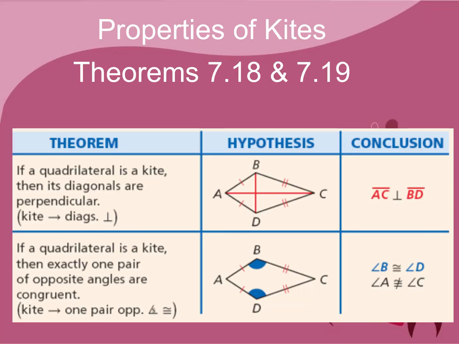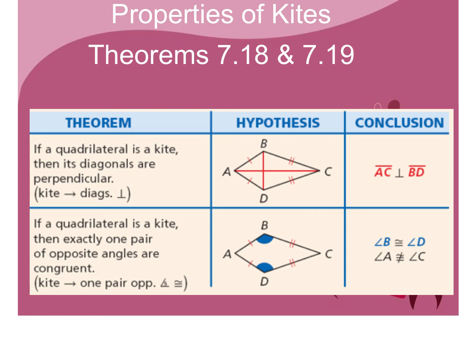Here are 2 properties, which are also presented as theorems. The first one states that if a quadrilateral is a kite, then its diagonals are perpendicular. Just like the rhombus and the square, diagonals are perpendicular. So here, the diagonals of a kite will be perpendicular. Remember, perpendicular lines form right angles. So all the way around, these perpendicular lines make 4 right angles, making 4 little right triangles.